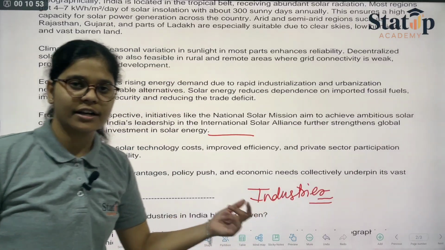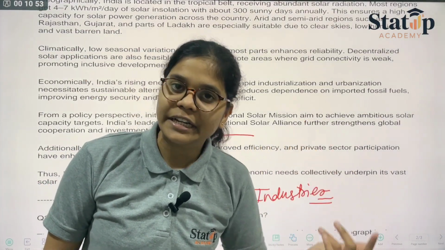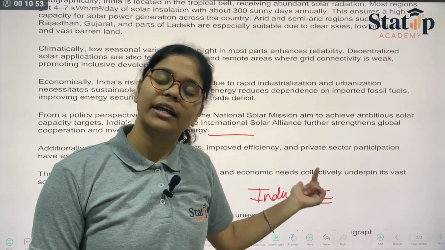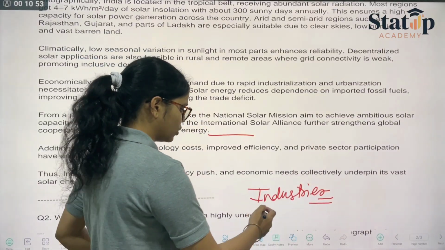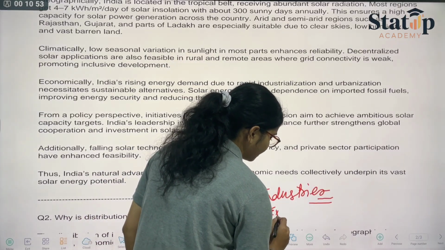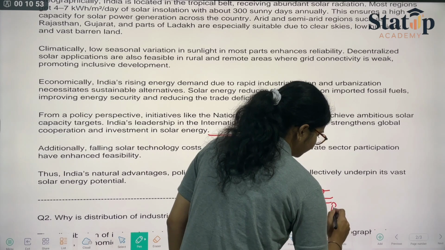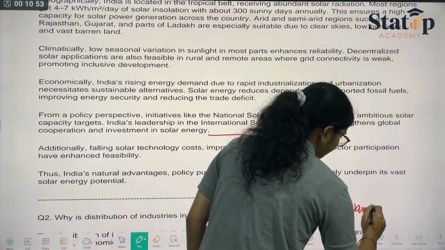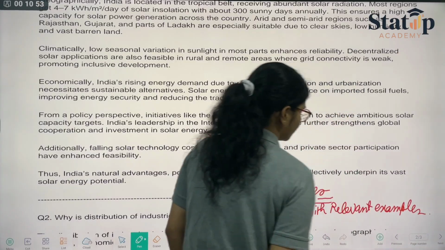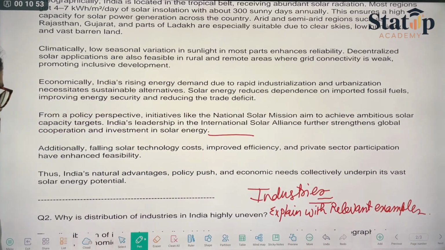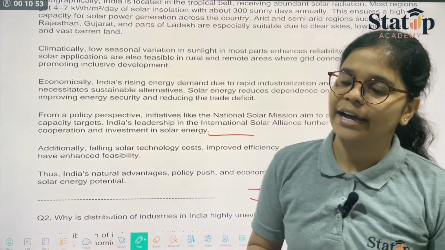From that we can answer this, because the factors affecting the establishment of an industry could be answered from there. So they are saying it is highly uneven. Also, the question says ahead to explain with relevant examples. So this was the whole question. They are saying, why is the distribution of industries in India highly uneven?